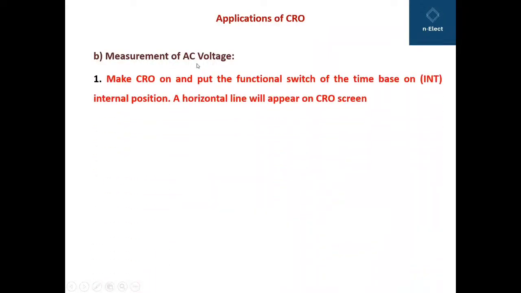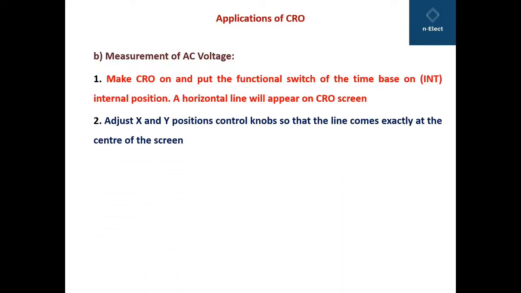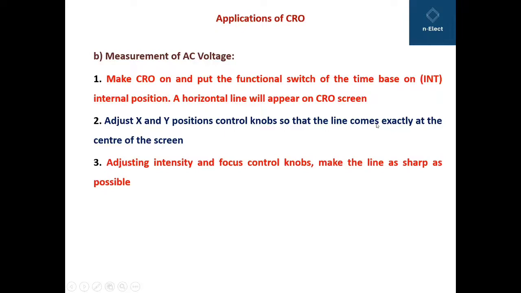Then measurement of AC voltage. Again, pre-adjustments on the panel of the CRO are to be done. So make CRO on and put the functional switch of the time base on internal position. Again, a horizontal line will appear on the CRO screen. Adjust X and Y position control knobs so that the line comes exactly at the center of the screen.